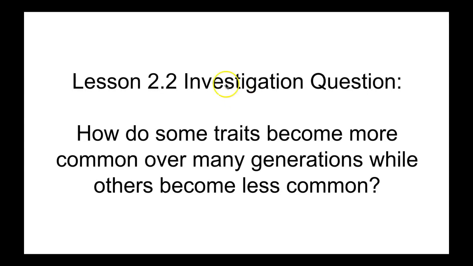So that is our investigation question: how do some traits become more common over many generations while others become less common? We saw this happen in lesson 2.1 when I showed you the activity with the cubes, where the blue cubes ended up being mainly the only cubes in the end. So the blue trait became more common over the generations in that activity. So the question is, why does that happen?